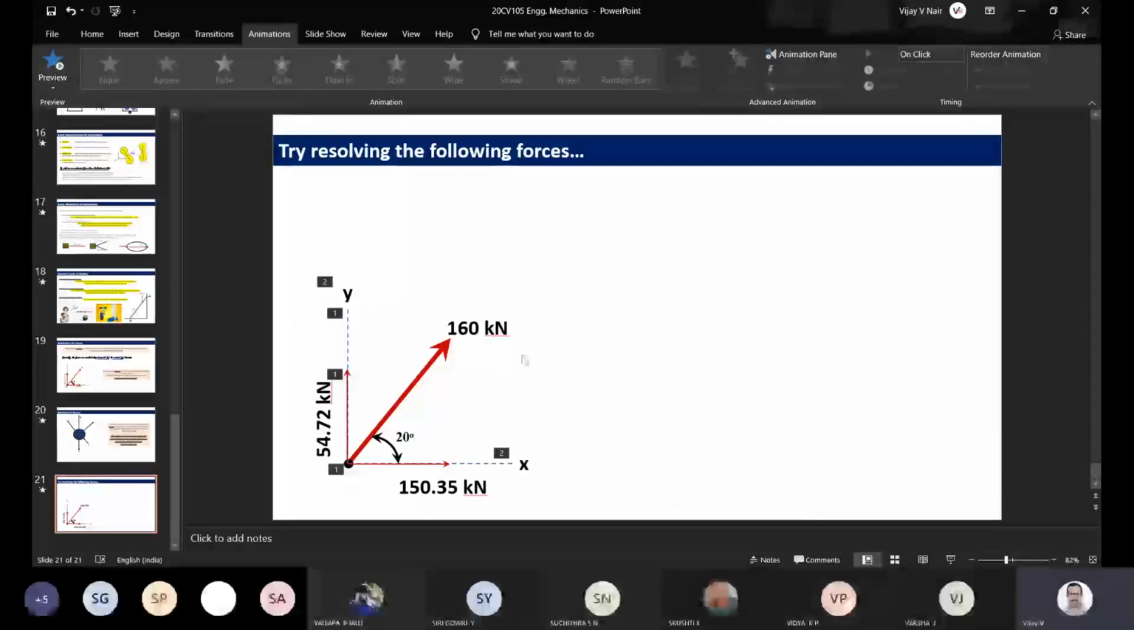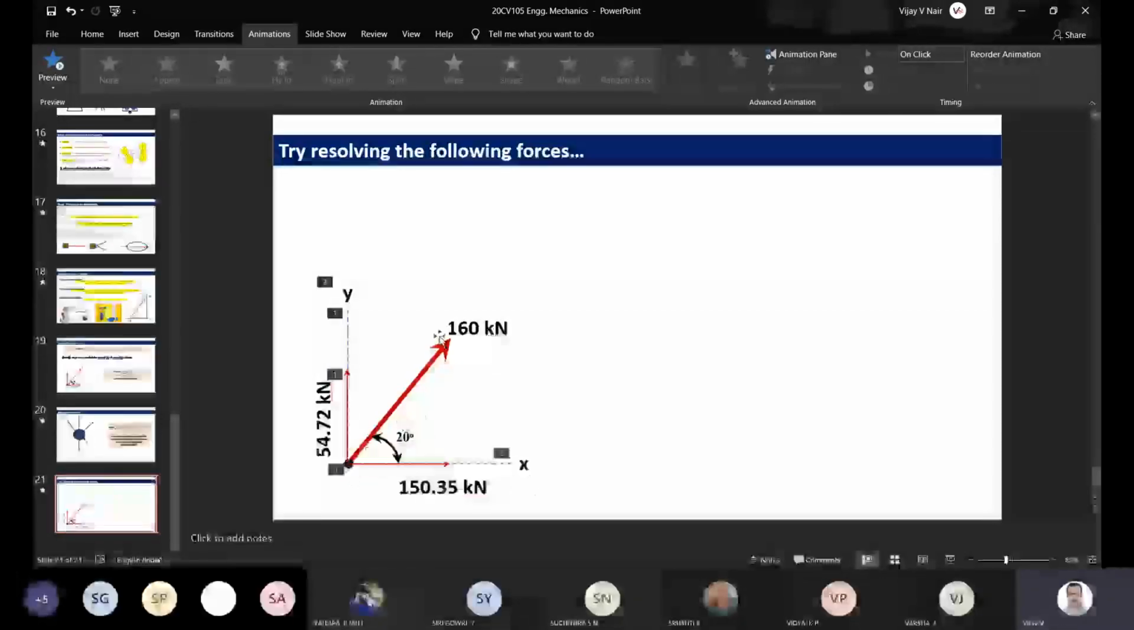This means, from this problem, you can analyze that it is equivalent: if you apply a force at a 20-degree angle with 160 kilonewton magnitude and pull this particle, it will give the same displacement as applying two separate forces along the x direction and y direction of these magnitudes at the same point. So displacement will be common, the effect will be the same. The intention behind resolving this force is that it makes it easier to analyze difficult problems.